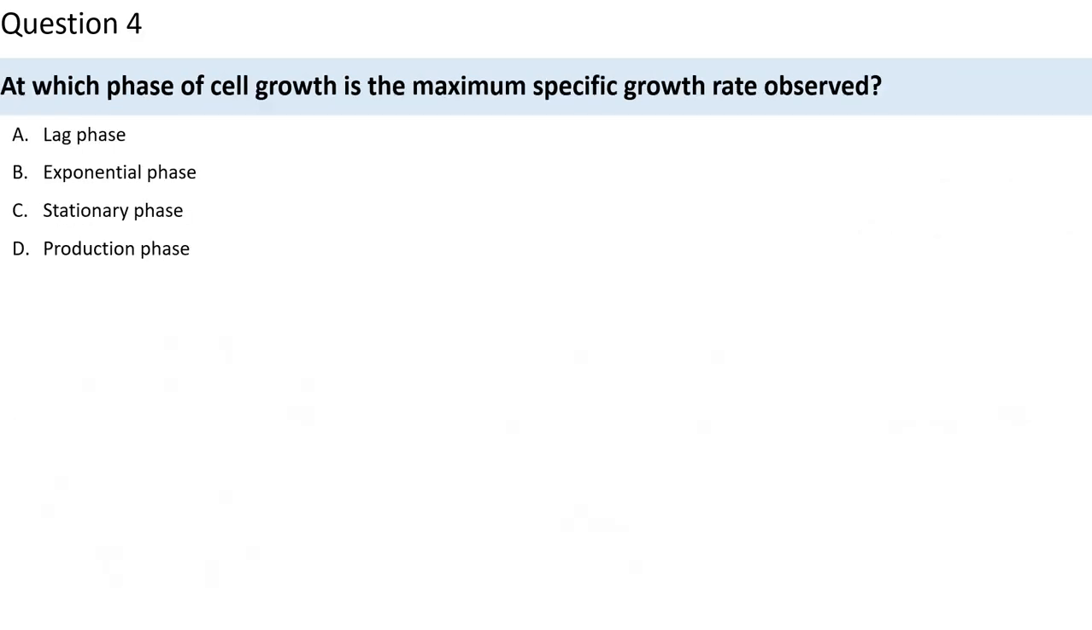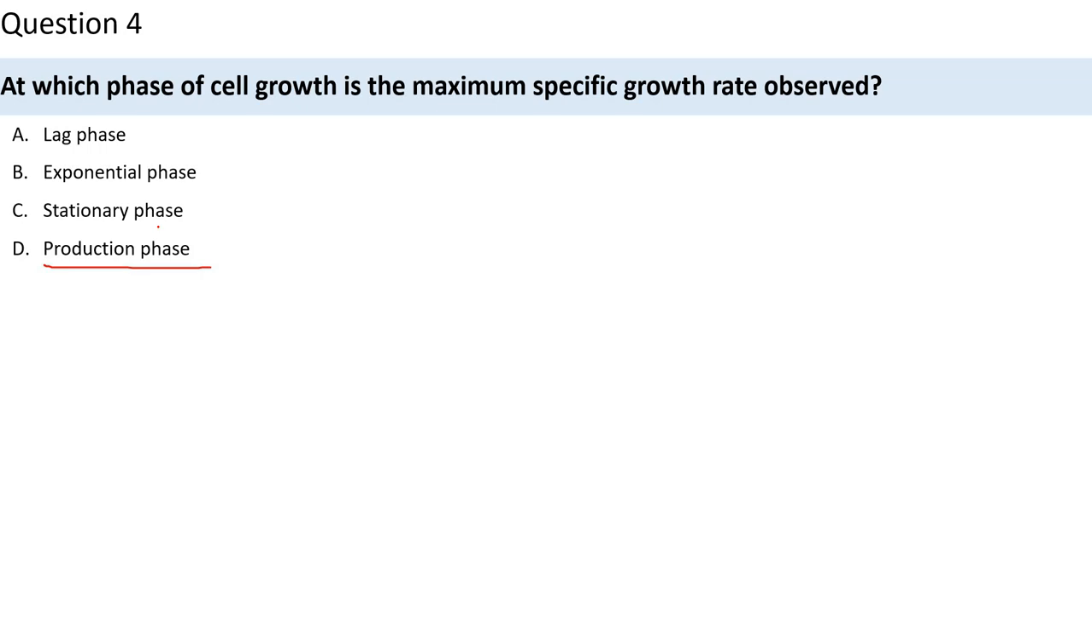Okay. Moving on to question 4. At which phase of cell growth is the maximum specific growth rate observed? Either it is lag phase, exponential phase, stationary phase, or production phase. So here, first we have to clarify that the production phase can be either the exponential phase or your stationary phase, right? We don't know what is going to be your product of interest.